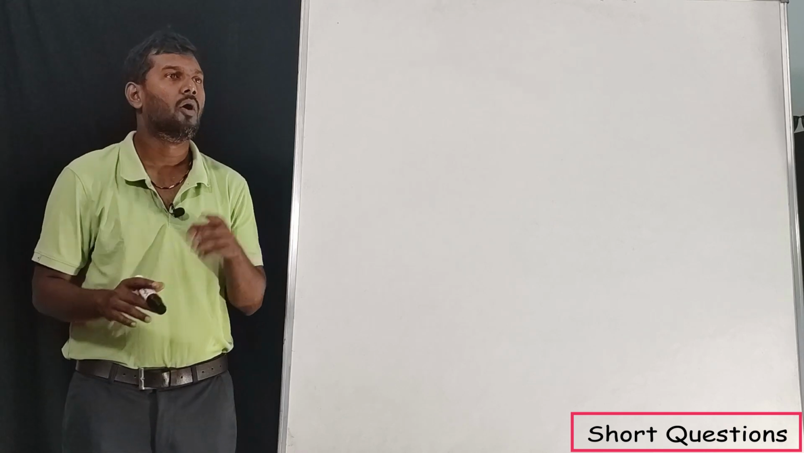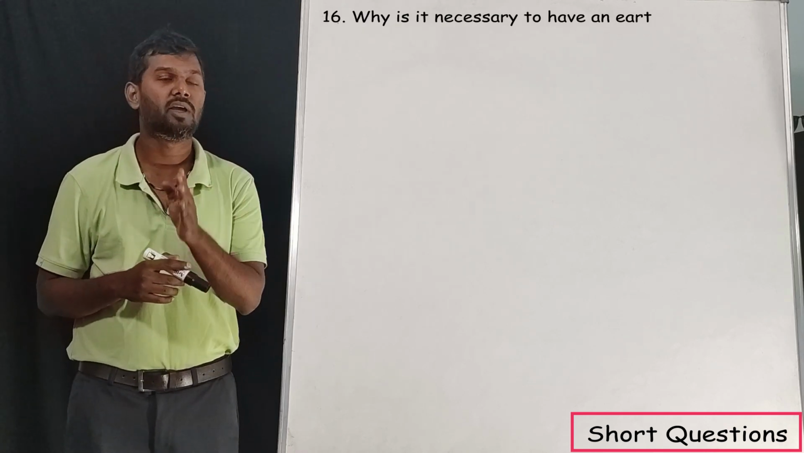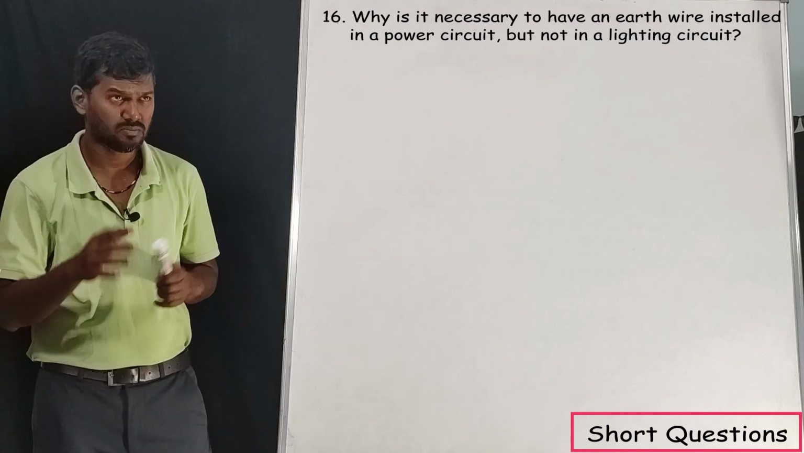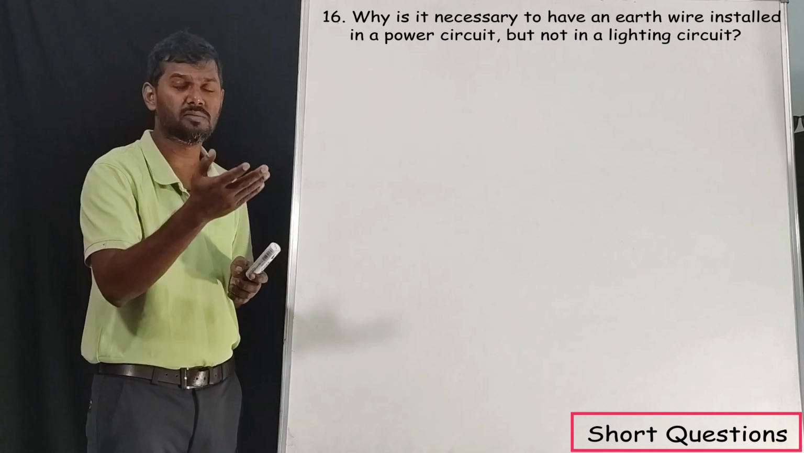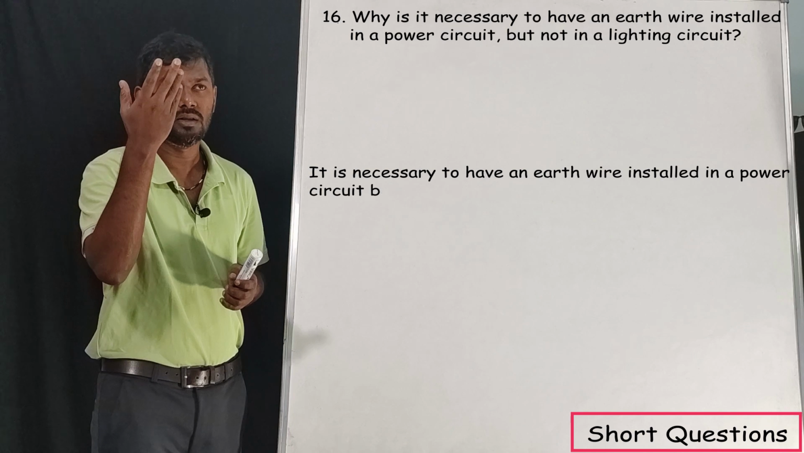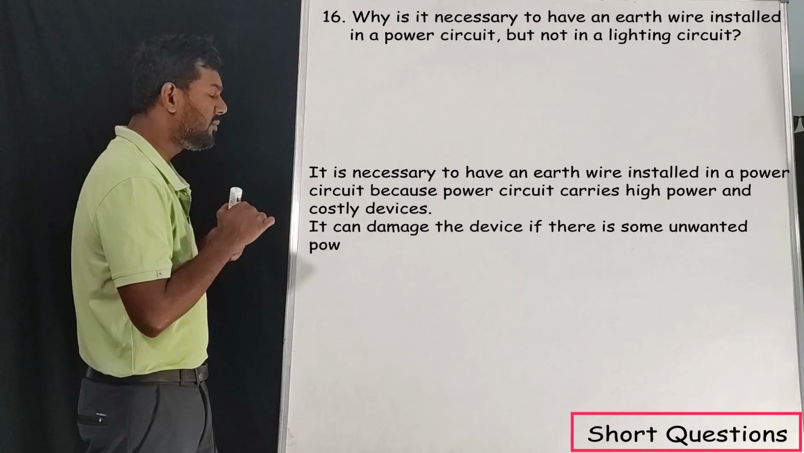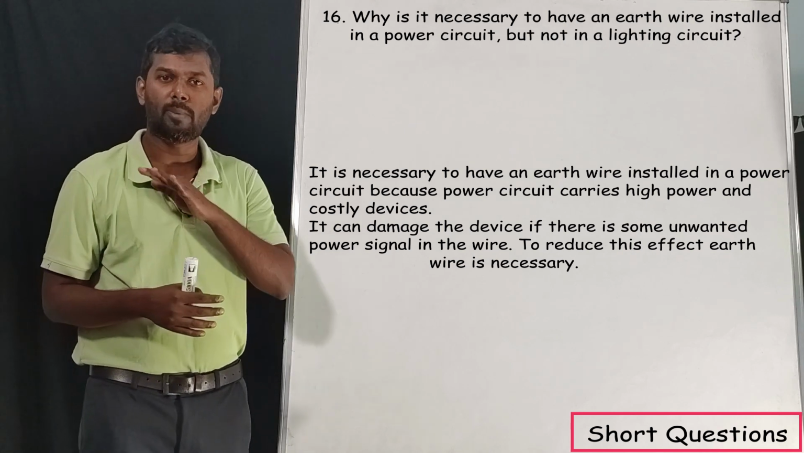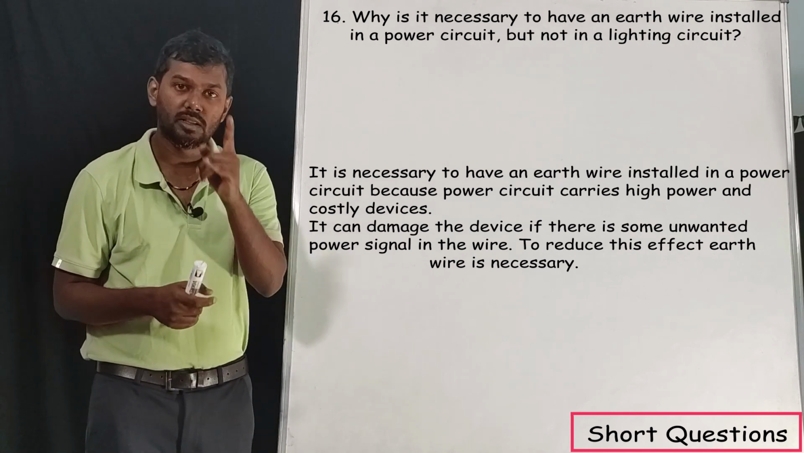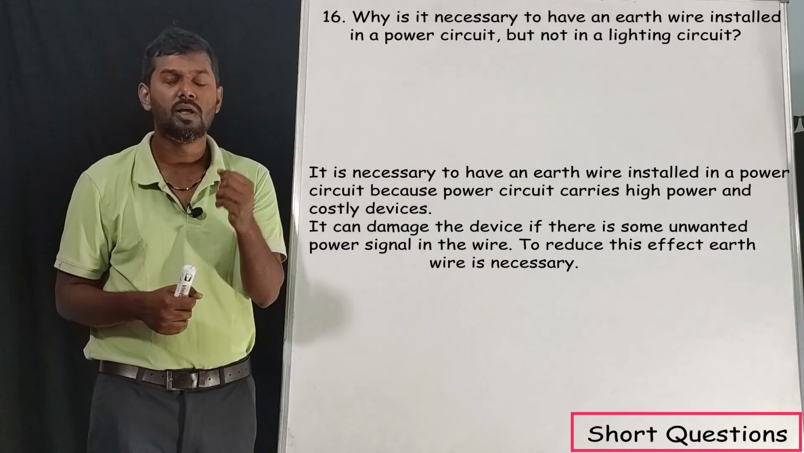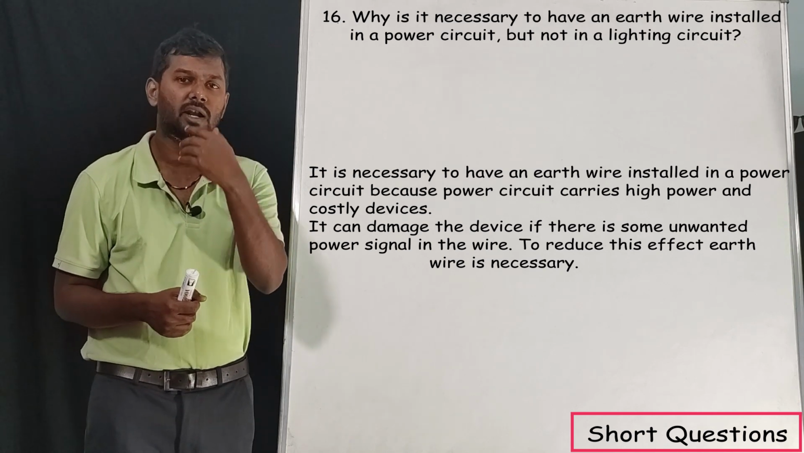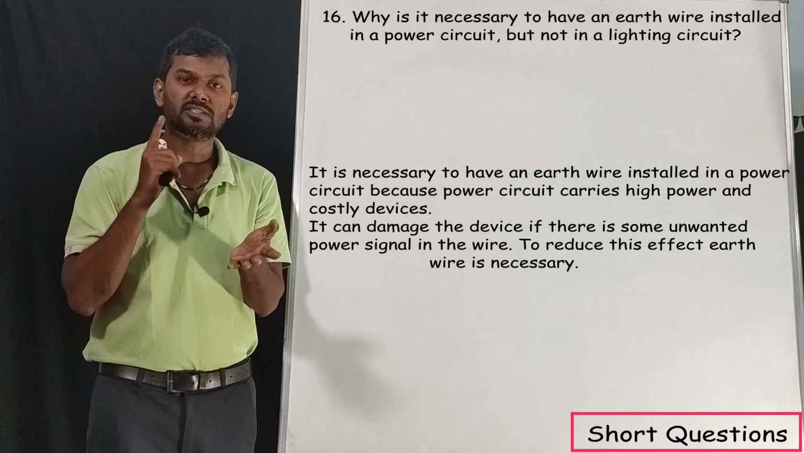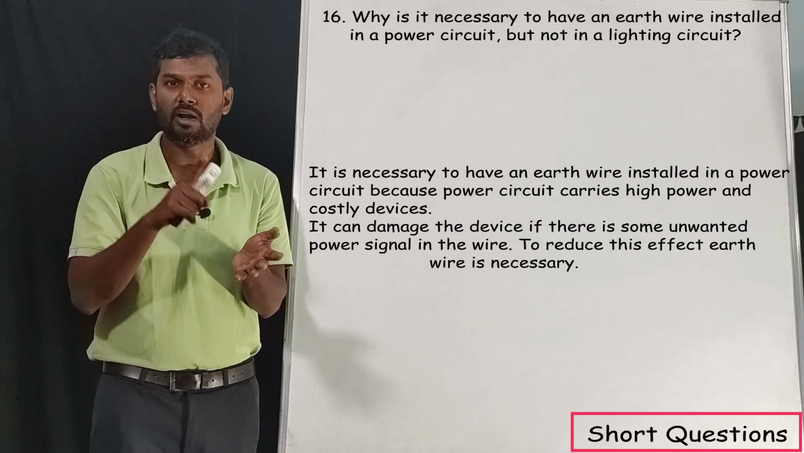Our next question: why is it necessary to have an earth wire installed in a power circuit but not in a lighting circuit? Very simple. This is nothing but asking why we need the earthing connection. See, we know appliances carry high current or high power. It consumes high power, which means it has high current. So whenever it has high current, it has to be earthed or we will get a fatal shock.